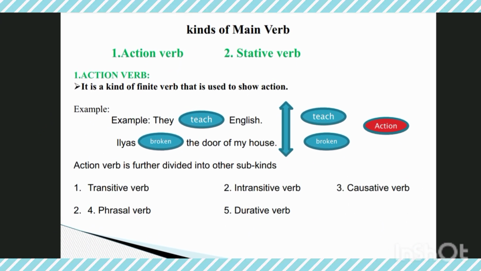Now you have to see the kinds of main verb: action verb and state verb, but there is a difference between them. An action verb is a kind of finite verb that is used to show action. Also note what action is.